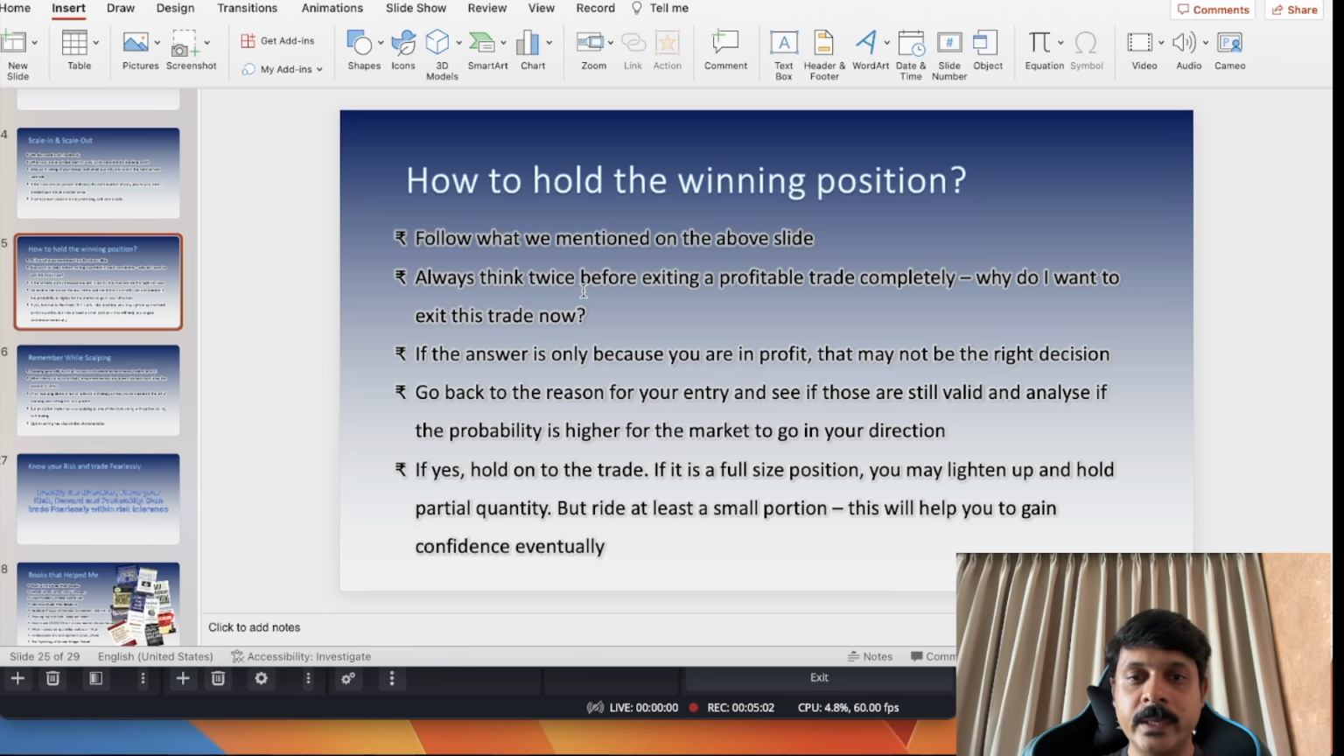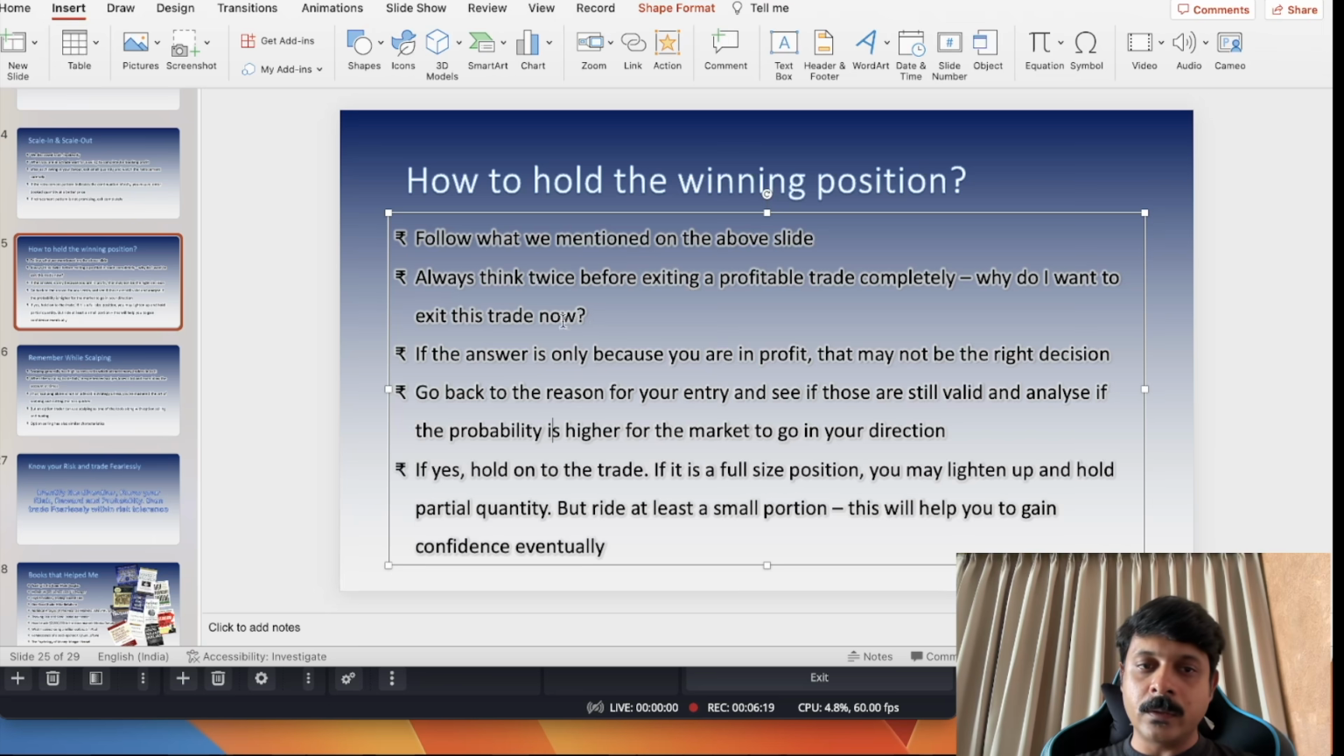And one thing: always think twice before exiting a profitable trade completely. Why do I want to exit this trade now? Because you enter a position, it goes into profit, and you immediately get the hunch to exit the position. But think twice. Is the profit the only reason for me to exit the position? If that is the case, that is not the right reason to exit, because you want to have your trade mature completely before exiting it, rather than exiting based on the profit. If the answer to that question is only because it is in profit, that is not the right decision, because profit is not the reason to exit the trade.